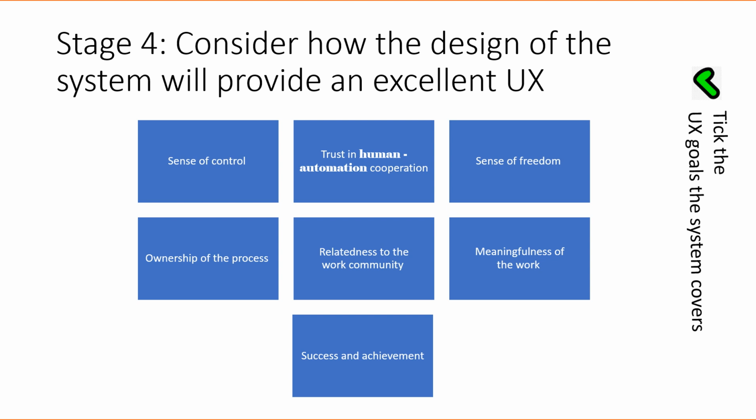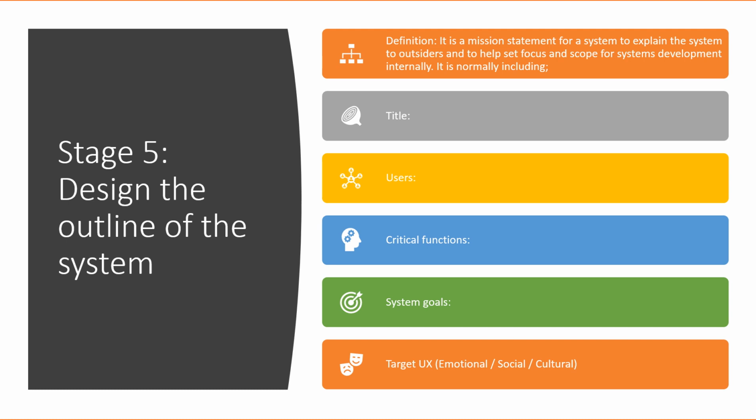And the last step would be to design the outline of the system. This is the framework that you will fill in together with your group after going through all the 4 steps. So you come up with a definition of your system. It is a mission statement for a system to explain the system to outsiders and to help set focus and scope for system development internally. It normally includes all these aspects of the system. I'll give you an example in the next slide.